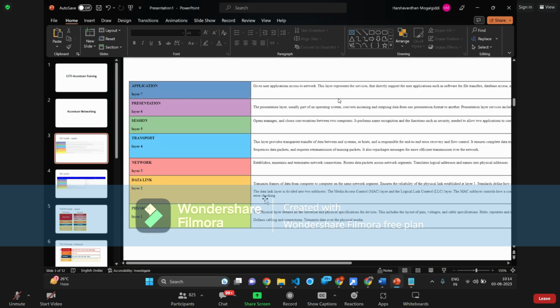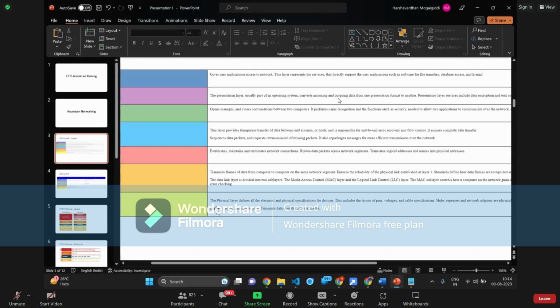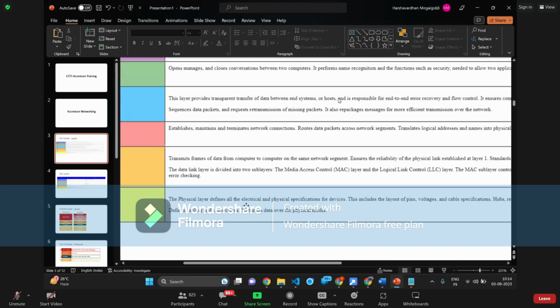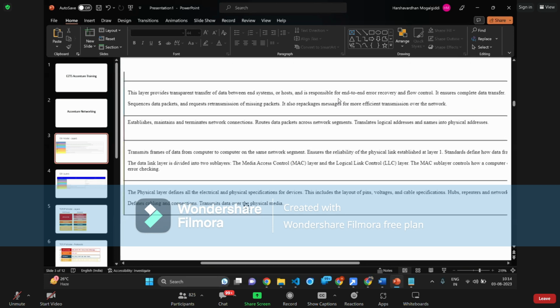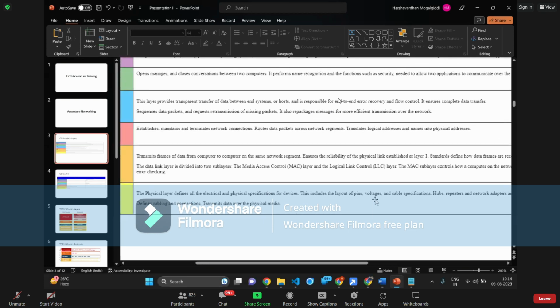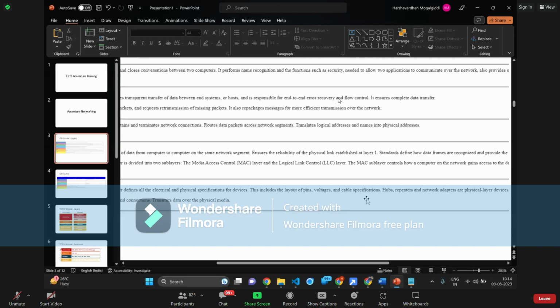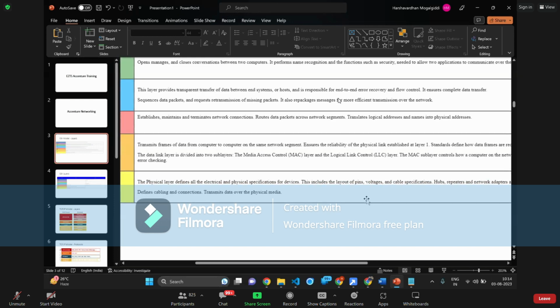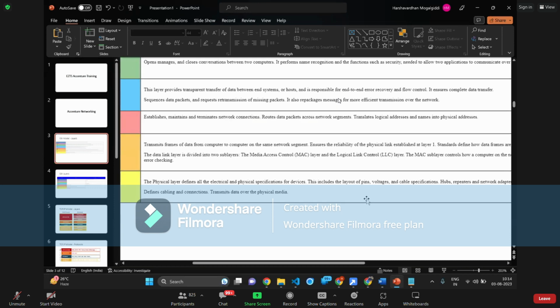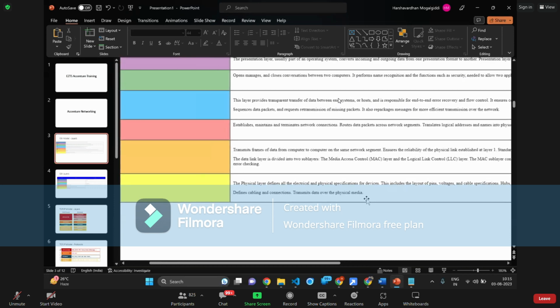If you can read this, the physical layer defines all the electrical and physical specifications for devices. This includes layouts of pins, voltages, and cable specifications. Hubs, repeaters, and network adapters are physical layer devices. It defines cabling and connections, and transmits data over physical media.